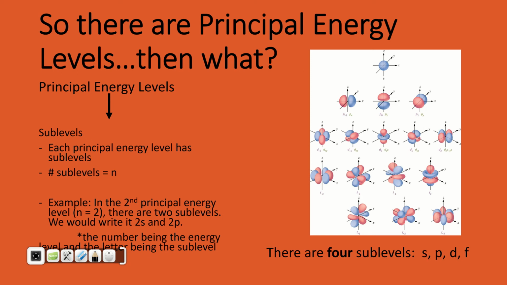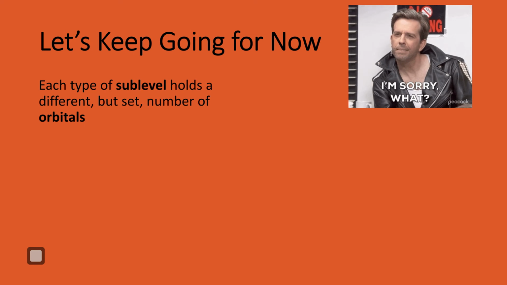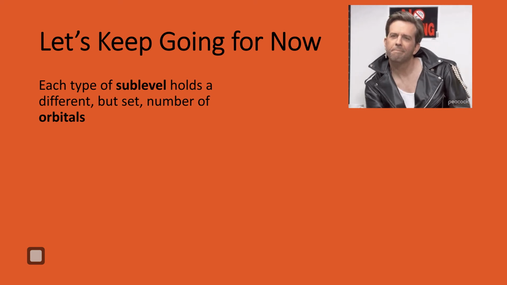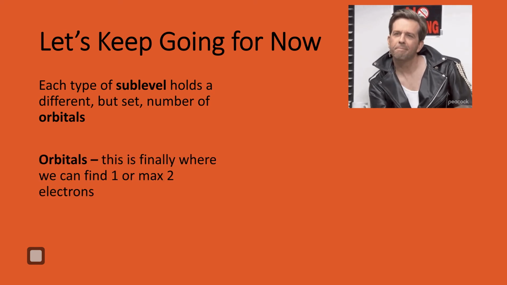Okay? So there are four sublevels, S, P, D, and F. All right? So let's keep going for now because you're like, S, P, D, F, why is that? Okay? So each type of sublevel holds a different but set number of what we call orbitals. So there's principal energy levels, sublevels, and now orbitals. The orbital, this is where you can actually find the electrons now. Is somewhere within the orbital.